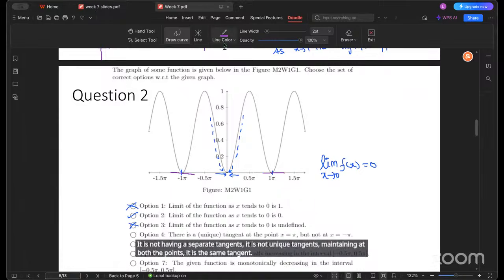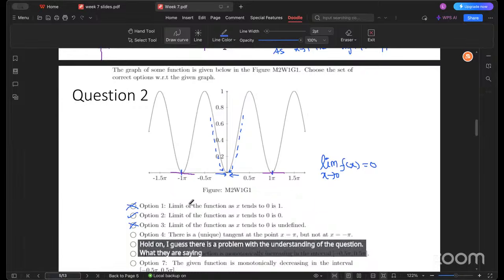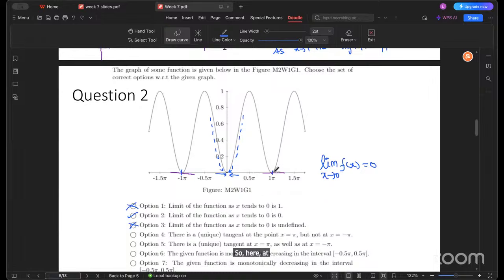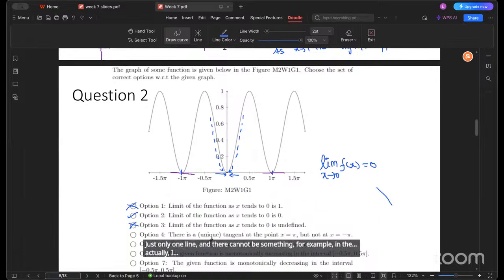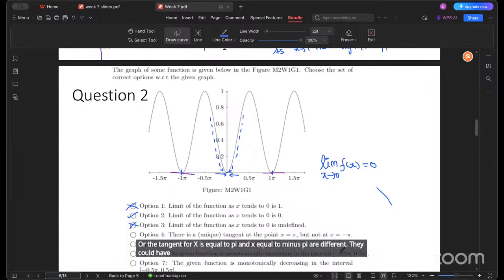Hold on. I guess there is a problem with the understanding of the question. What they are saying as uniqueness here is that at x equal to pi, the tangent is just only one line. Actually, this statement could have been written better. I agree with that. Unnecessarily this word unique is creating this confusion. Either they should have said that the tangents for x equal to pi and x equal to minus pi are the same, or that they are different. But here they have used the word unique and it's creating confusion.